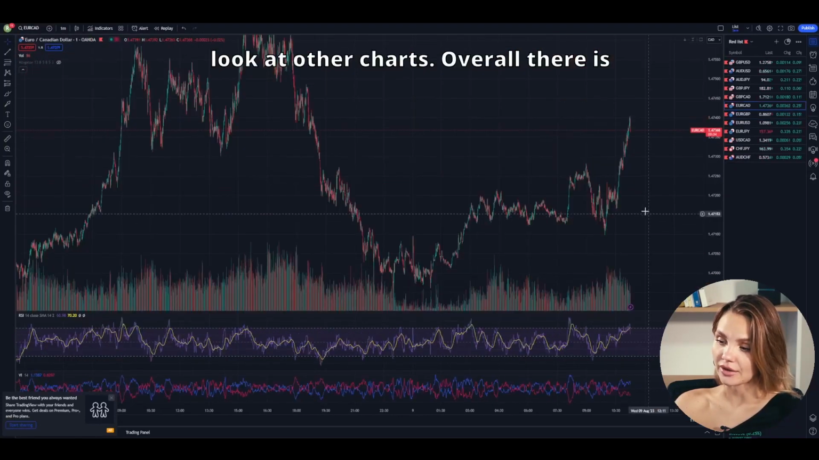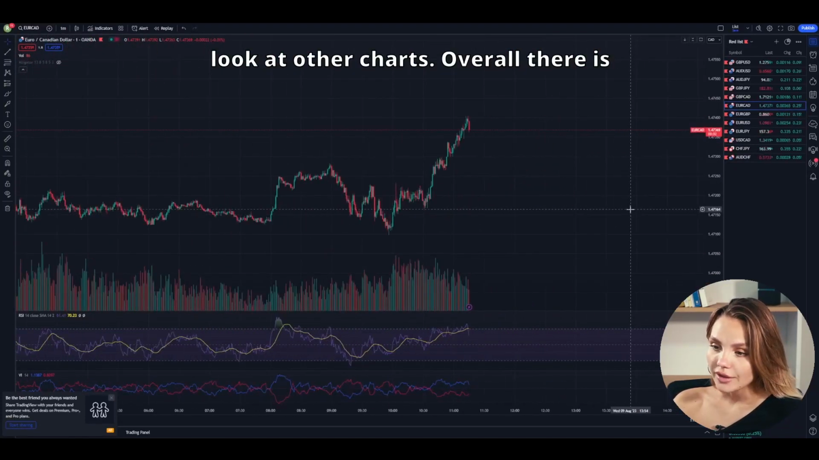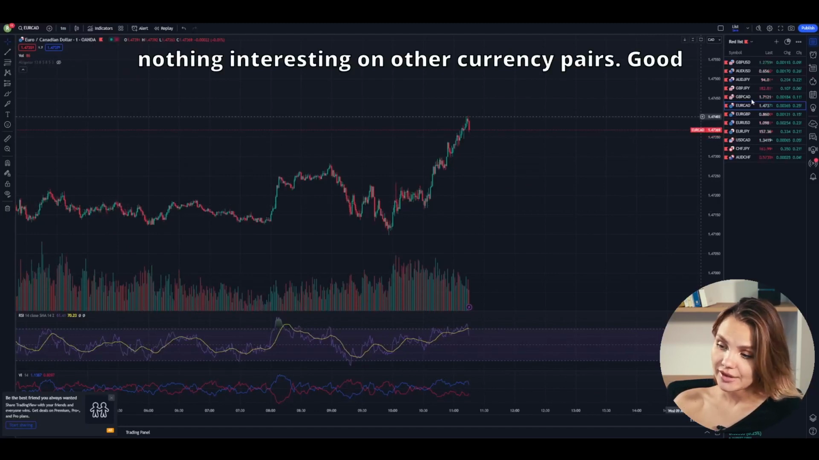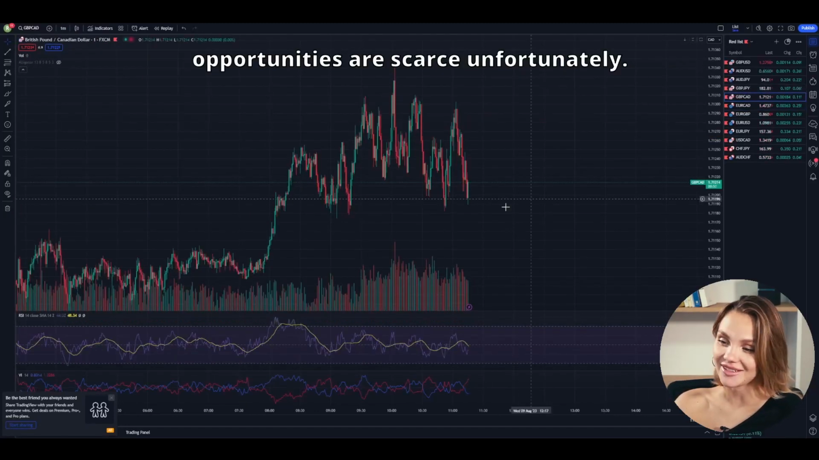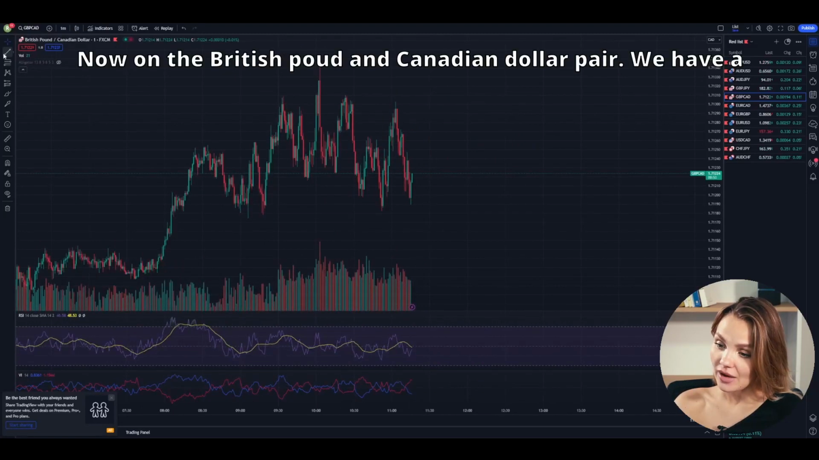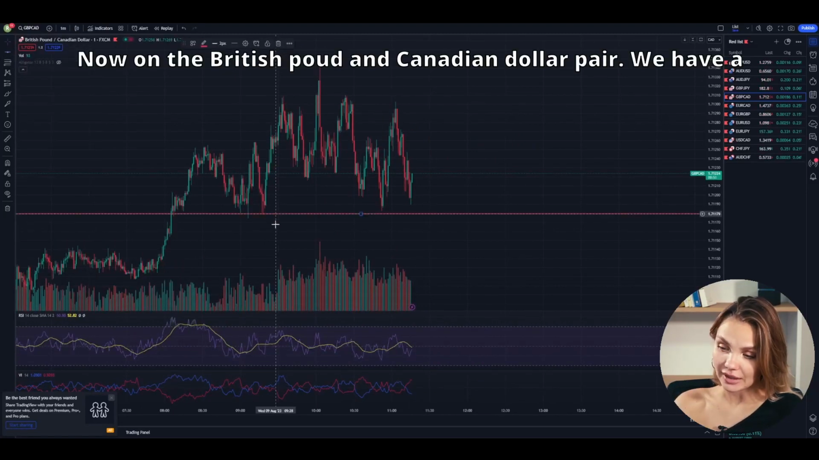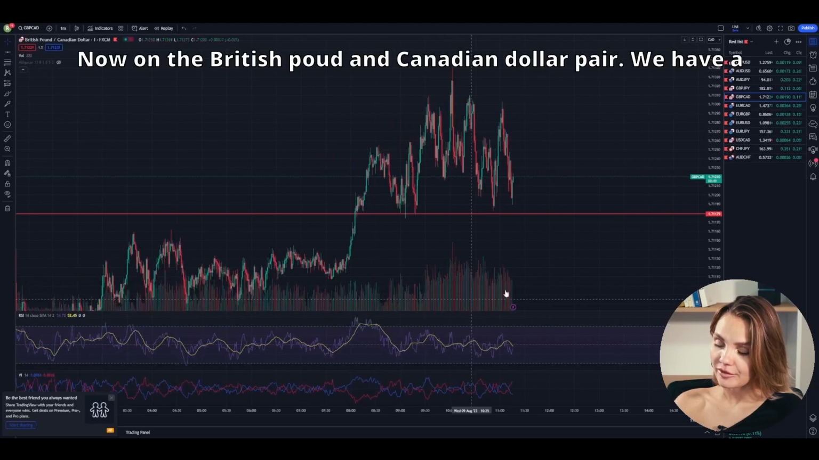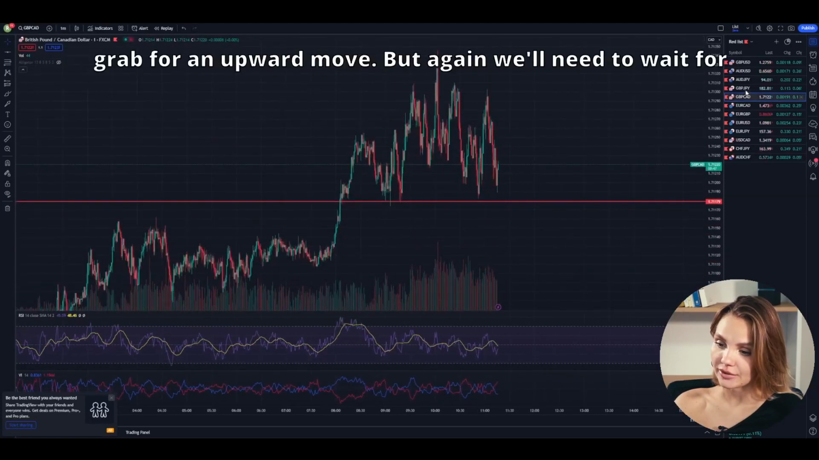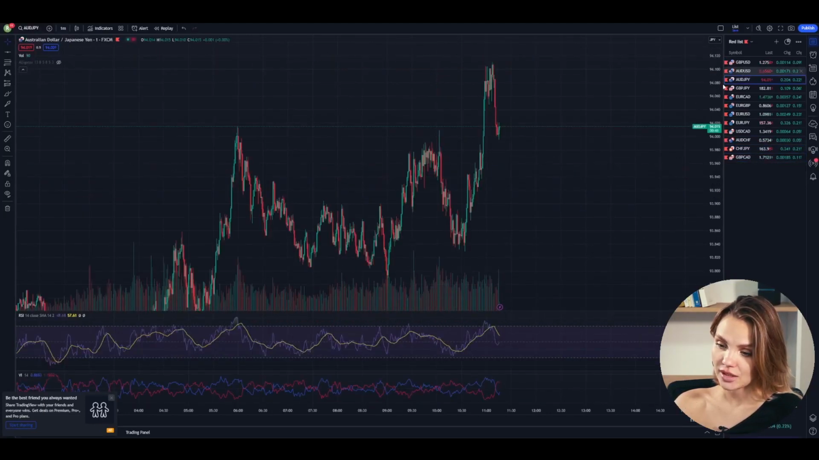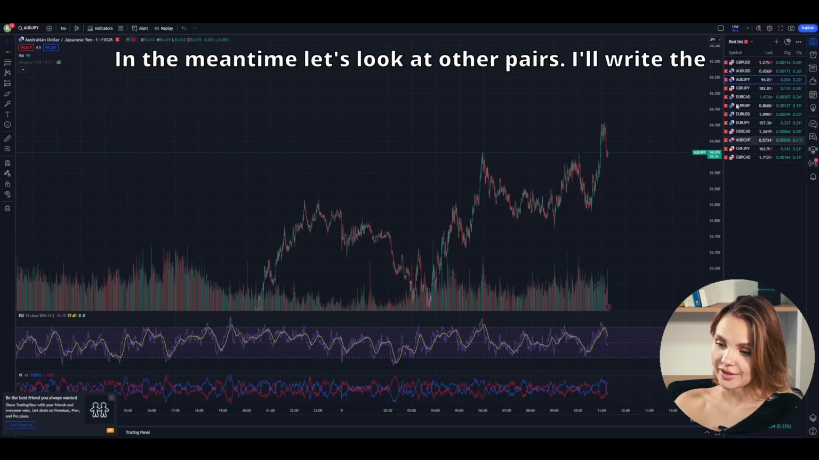Let's take a look at other charts. Overall, there is nothing interesting on other currency pairs. Good opportunities are scarce, unfortunately. Now, on the British pound and Canadian dollar pair, we have a pretty solid support zone that we can grab for an upward move. But again, we'll need to wait for the price to reach that zone. In the meantime, let's look at other pairs.